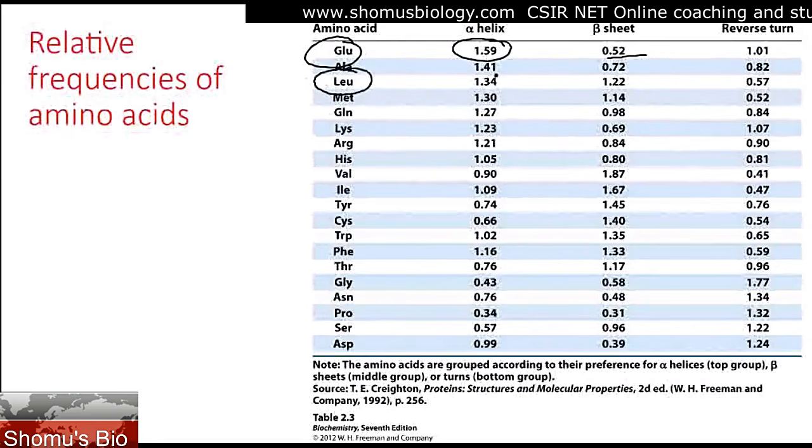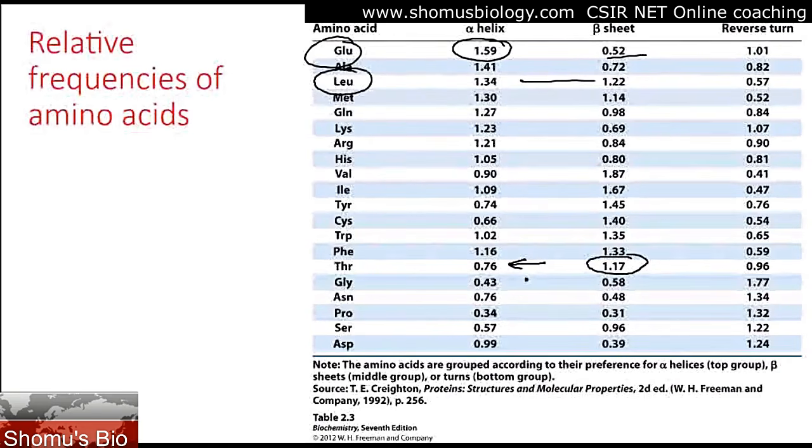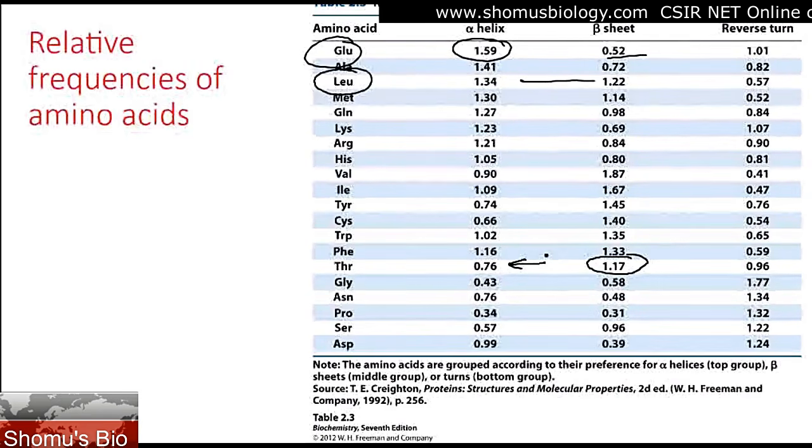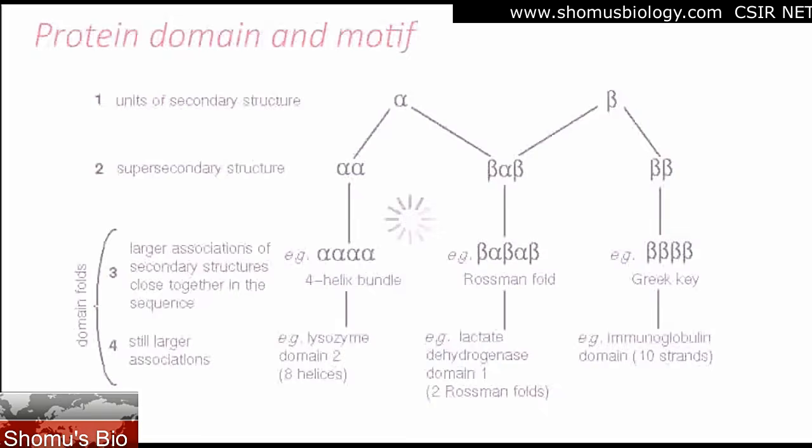Leucine, again, is similar between alpha helix and beta sheet, almost similar. Threonine is present mostly in beta sheet compared to the alpha helix. So you don't need to remember that, but remember one thing: amino acids have their own preferences to be present in either alpha helix or beta sheet. There are a few types of amino acids that tend to be present with the same affinity in both alpha helix as well as beta sheet, but there are a few that are preferably present more in alpha helix and a few preferably present more in beta sheet.